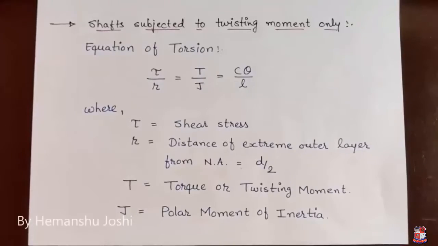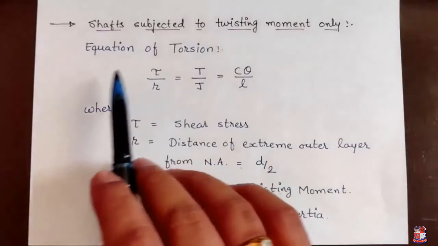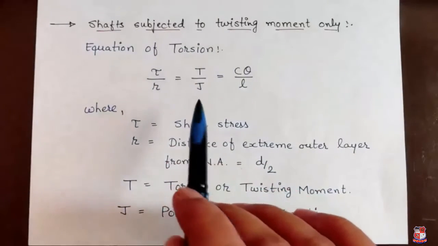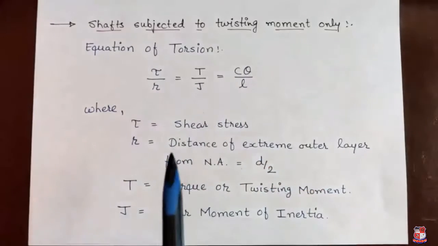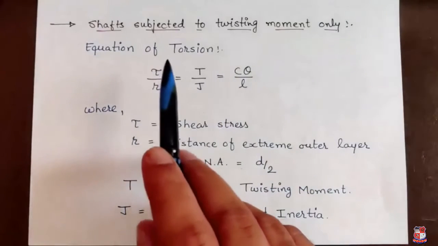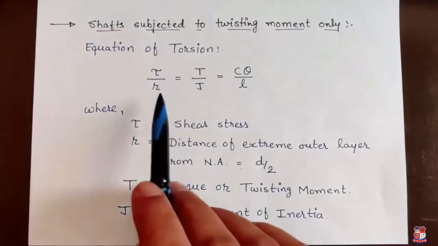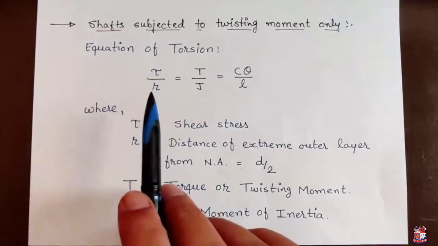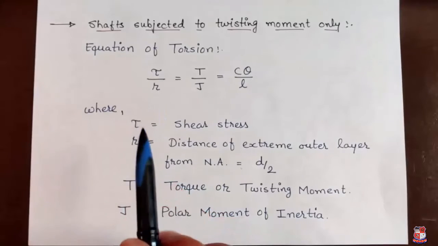In this video, we will learn how to design a shaft subjected to only twisting moment. We know the equation of torsion, that is tau by r is equal to T by J is equal to C theta by L. Now here tau is shear stress, r is the radius of shaft, or you can say the distance of the extreme layer from neutral axis.